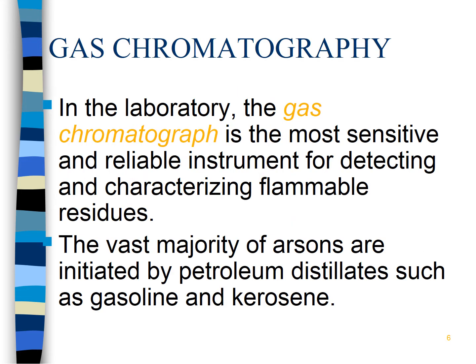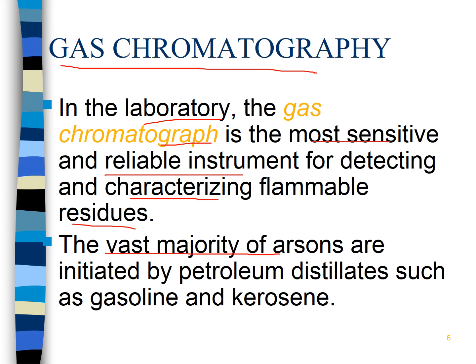So the analysis can be done by using gas chromatography. So in the laboratory, the gas chromatograph is the most sensitive and reliable instrument to detect and characterize flammable residues. The vast majority of arsons are initiated by petroleum distillates such as gasoline and kerosene. So it is suitable to use gas chromatography to identify the compounds of gasoline and kerosene in the sample.